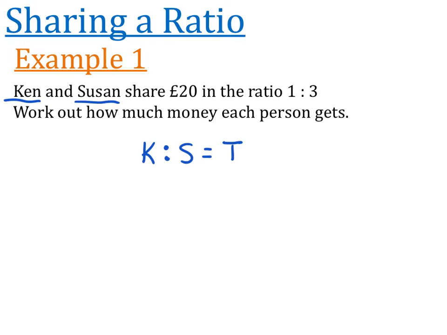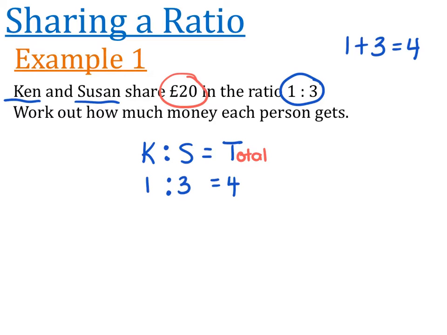All right, the ratio that Ken and Susan have is 1 to 3. So Ken gets 1 part, Susan gets 3 parts, and in total, how much does that make? 1 plus 3 makes 4. So let's write that down. In total, they get 4. The T stands for the word total. So in total, they have 4 parts. But what did the question actually say about how much they share? It says they have 20 pounds in total. So where are we going to put the number 20? We're going to put it under the word total because that's how much they have all together.